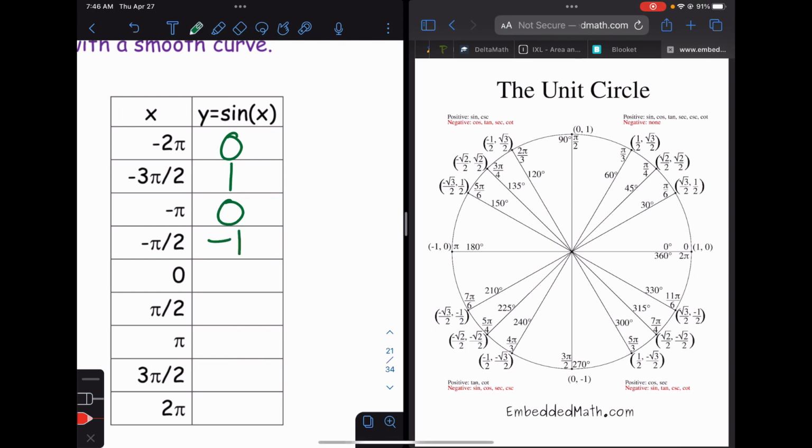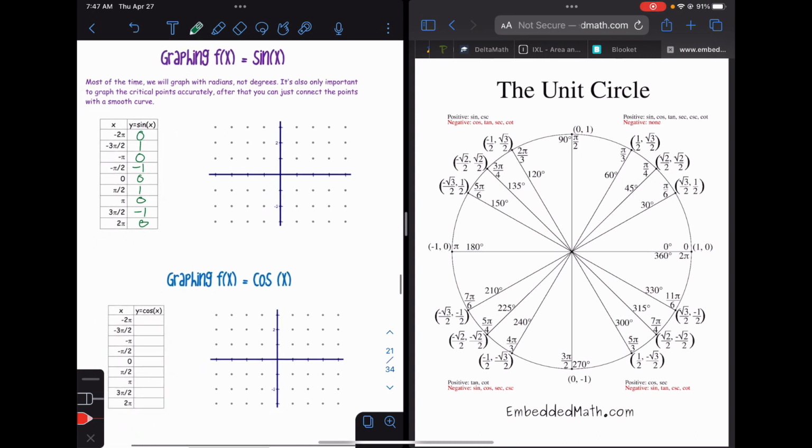Keep in mind, these sine values are the y values of the coordinates at these locations. Then we have sine of 0, which is 0. We have sine of pi over 2, which is 1. We've got sine of pi, which is 0, sine of 3 pi over 2, which is negative 1, and sine of 2 pi, which is 0. Basically we just got a bunch of zeros, ones, and negative ones.